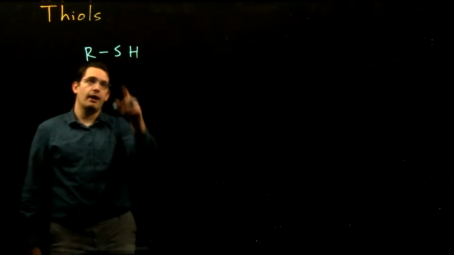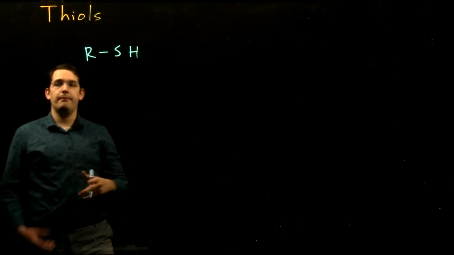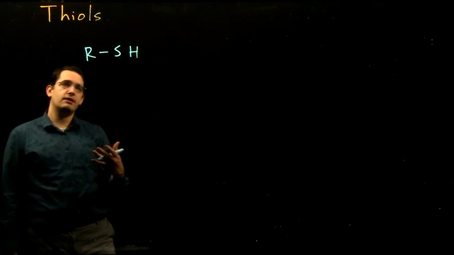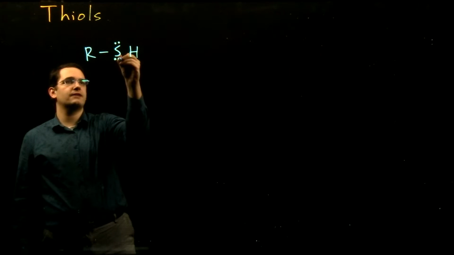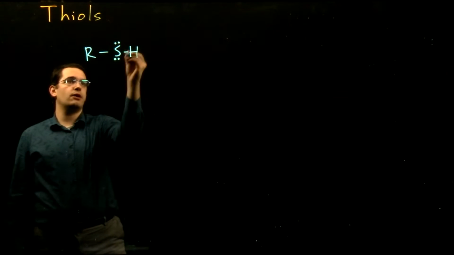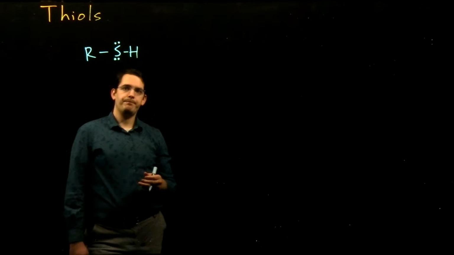Now our sulfur, our S here in our thiol, is in the same group as oxygen, so that means it also has 6 valence electrons and behaves relatively similarly to our oxygen. Right? So we still have our 6 valence electrons making up 2 lone pairs and then 2 covalent bonds, 1 to our hydrogen and 1 to our carbon.